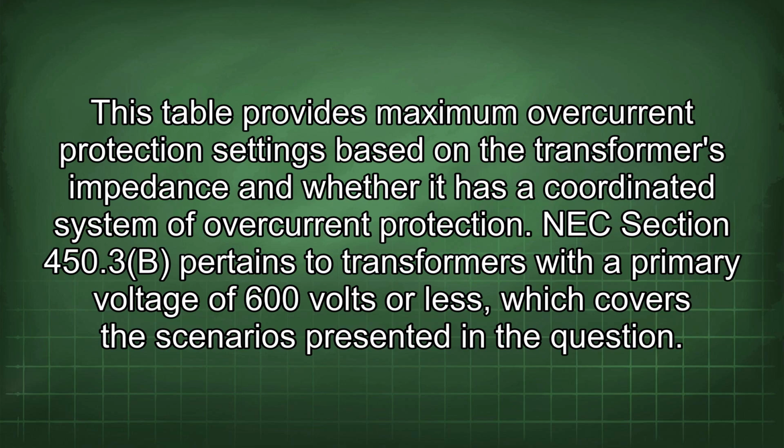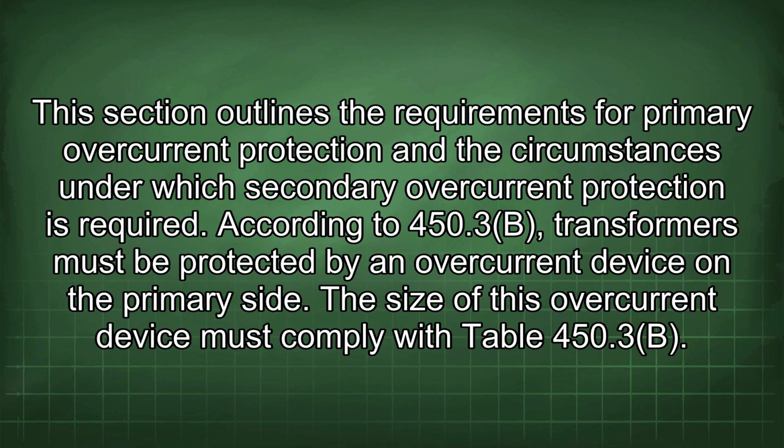NEC section 450.3b pertains to transformers with a primary voltage of 600 volts or less, which covers the scenarios presented in the question. This section outlines the requirements for primary overcurrent protection and the circumstances under which secondary overcurrent protection is required. According to 450.3b, transformers must be protected by an overcurrent device on the primary side. The size of this overcurrent device must comply with Table 450.3b.